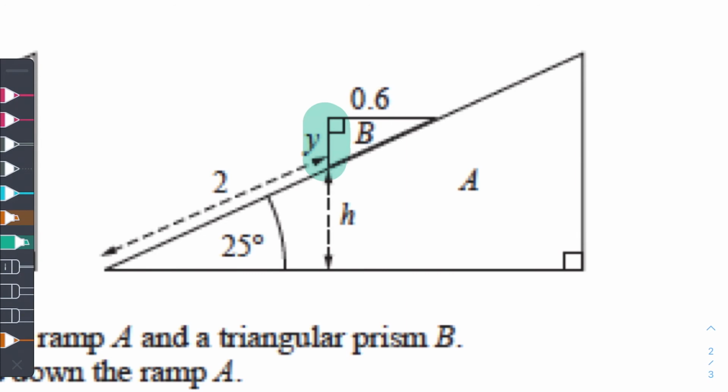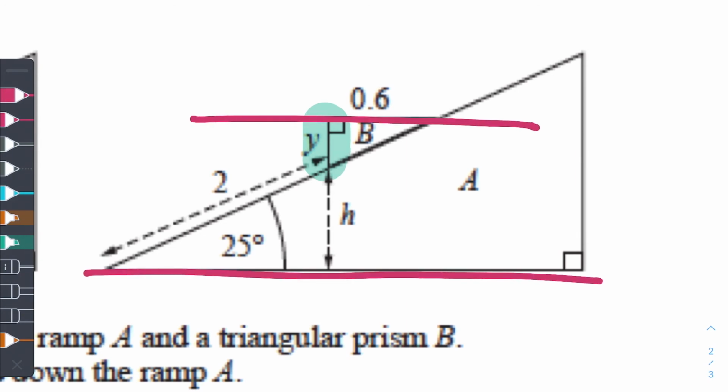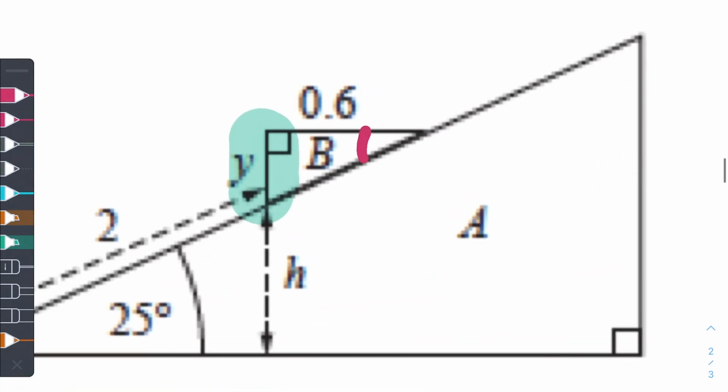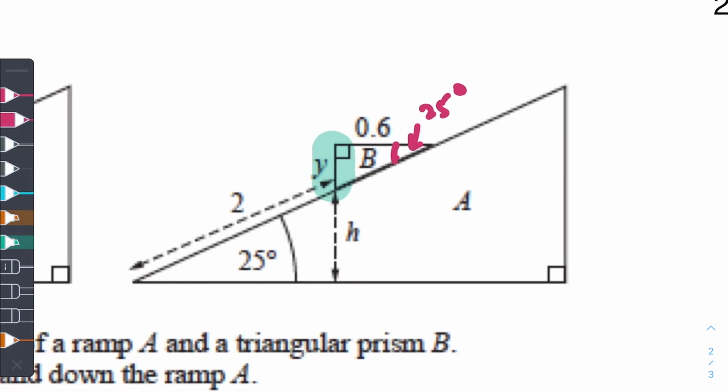Okay. Now, since they have also mentioned that this remains horizontal to this, that means these two lines are parallel to each other. If these two lines are parallel to each other, therefore, this angle that we have, the small angle that we have over here, this is going to be 25 degrees. If this is 25 degrees, all you have to do is use the opposite, that is y, and the adjacent, and find the value of y.